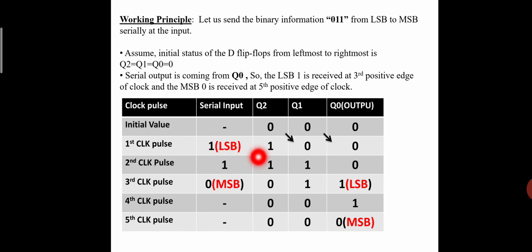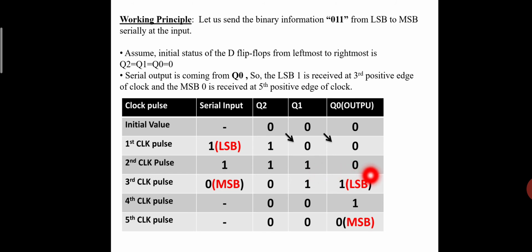So the LSB I will put in the serial input, that is in D2. Q2 is 1, Q1 is 1 and Q0 is 0. So in the second clock pulse, that value of 1 will go on shifting from one output to another output, that is, from one flip flop to another flip flop. So the second bit I will feed to the serial input, that is the first flip flop. So 1 is shifted to Q1.